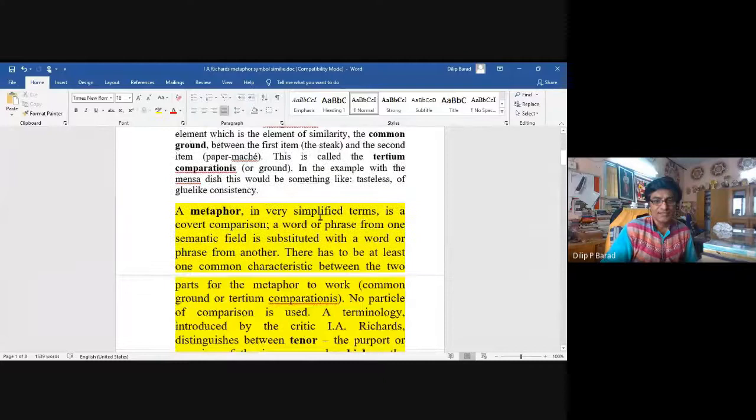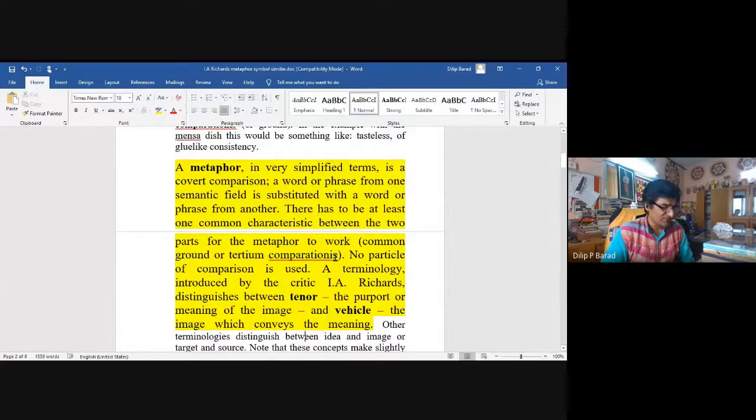And metaphor, in very simplified terms, we can say is a covert comparison. A kind of hidden comparison. A word or phrase from one semantic field. Remember the word semantic field. A word or phrase from one semantic field is substituted with a word or phrase from another one.